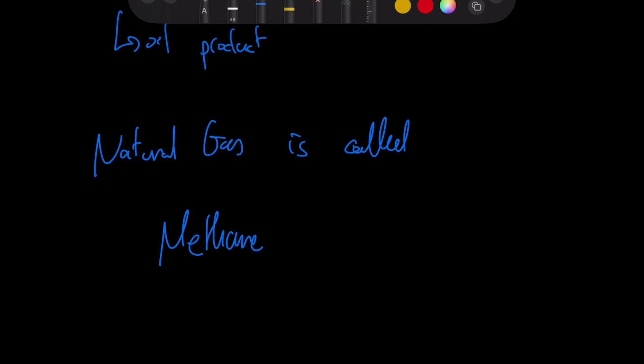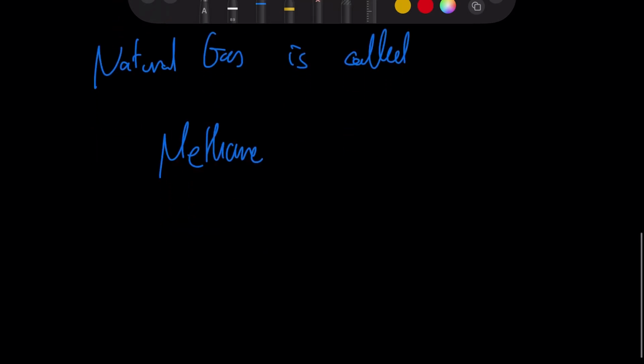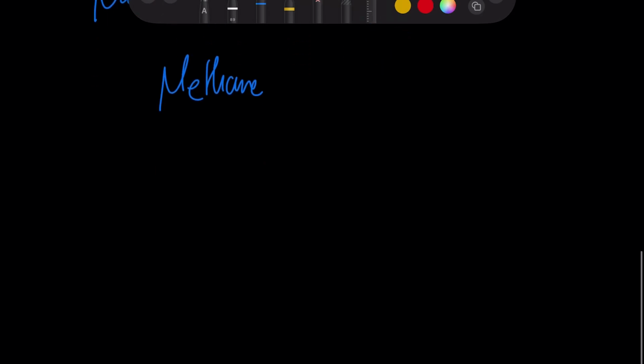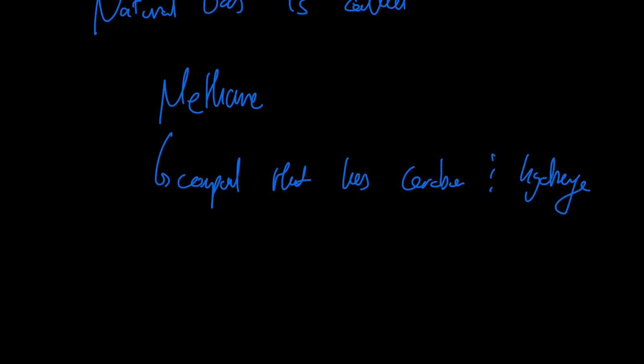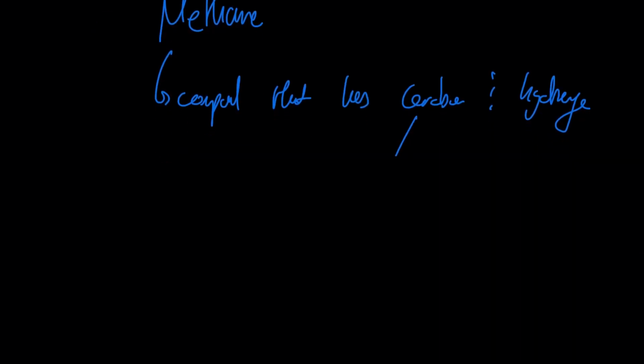It's not a polymer. Anyways, methane is a compound that has carbon and hydrogen. It has one carbon atom and four hydrogen atoms. Can you draw it?